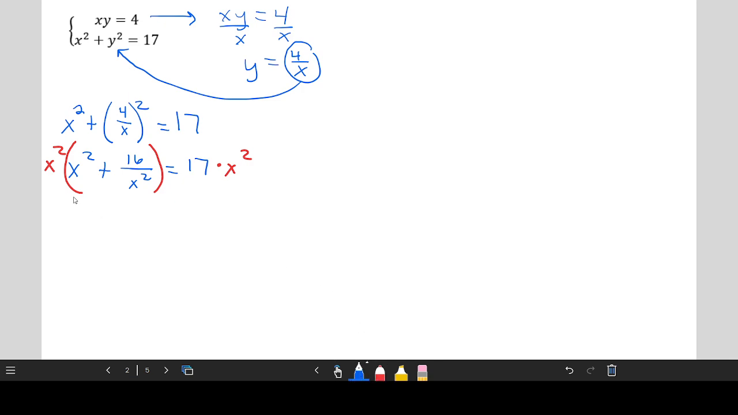So for the first term, when we distribute that x squared into the left side, we're going to have x to the fourth. And then when we multiply it by the second term, the x squared is going to divide out with the x squared in the denominator, and we'll just have 16. And then on the right side we have 17x squared. And then let's subtract the 17x squared from both sides. There's no term on the left side that has an x squared, so we can't combine it with any of those terms.